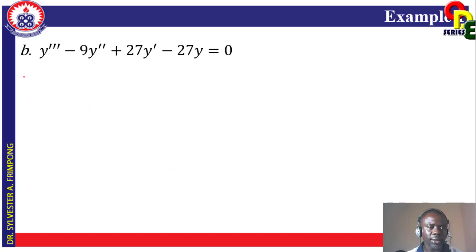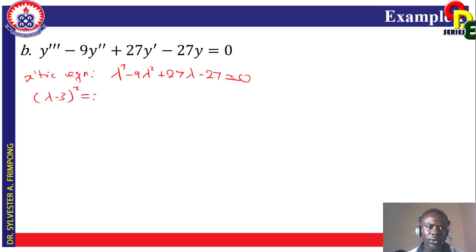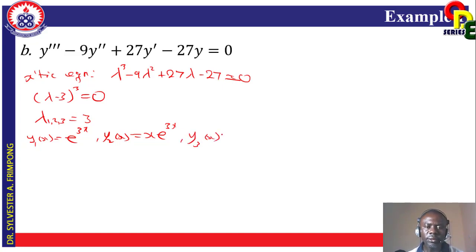Let's look at the third order here. The characteristic equation is lambda cubed minus 9 lambda squared plus 27 lambda minus 27 equal to 0. If you factorize, you're going to get lambda minus 3 cubed equal to 0. So that means you have lambda 1, 2, and 3 all equal to 3. So y1 of x is e raised to the power 3x, y2 of x is x e raised to the power 3x, and y3 of x is x squared e raised to the power 3x.